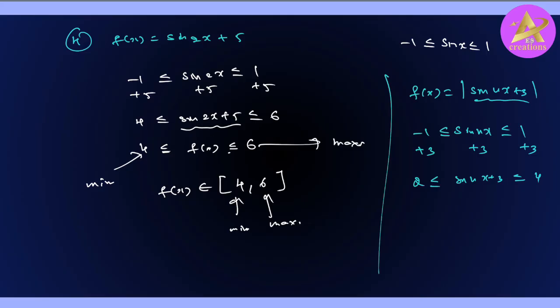Just take mod for each value. Mod of 2 is 2 only, less than or equal to mod of sine 4x plus 3. What is this value? Nothing but f of x only, right? This is f of x, which is less than or equal to mod 4, which is 4 only. This is the minimum value, this is the maximum value. Okay, I hope this is clear to you.